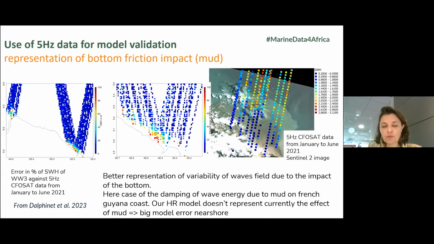This was also an example from Alice Delphine, who compared these results to our model from Météo France, and she said that these data close to the shore also enable us to better represent the bottom friction impact that is currently not necessarily well represented by most models.